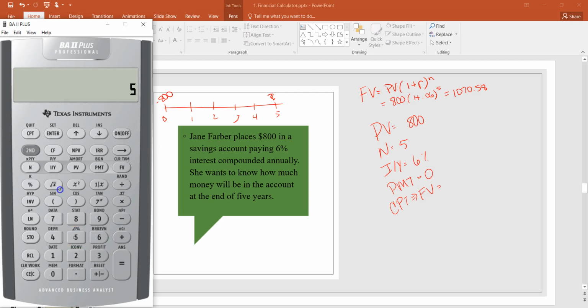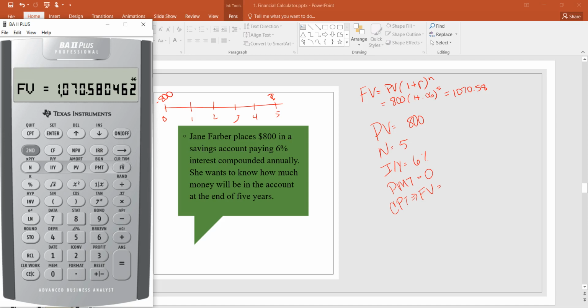So 5 years, 5 N. The interest rate is 6%, so whole number 6, I/Y. Our payment is 0, so 0 payment. And we want to compute our future value, so compute future value. And this time we get a positive $1,070.58. So it gets you the same answer. It's just one was a negative and one is a positive. And it's mainly there for interpretation purposes.